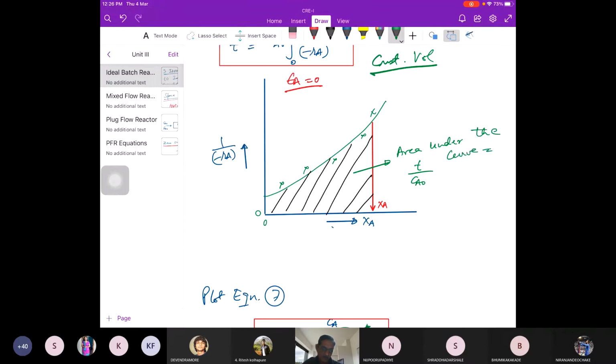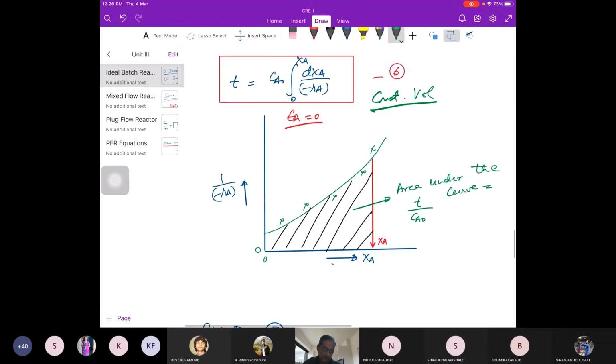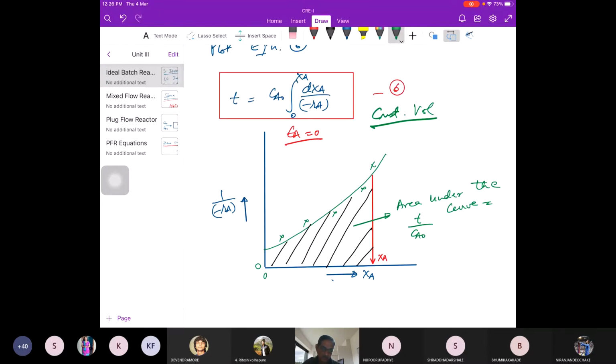Right? We have taken this area under the curve. Why? Because it's an integral here. Understand the difference between batch reactor and mixed flow reactor. The equation is almost the same. Here there is tau, there it was t. Here CA naught, and here we took tau, CA naught, integral dx by minus RA. So that's why an integral is always the area under the curve.